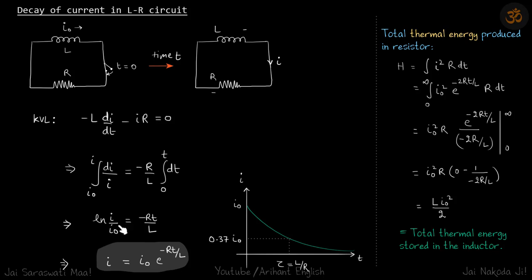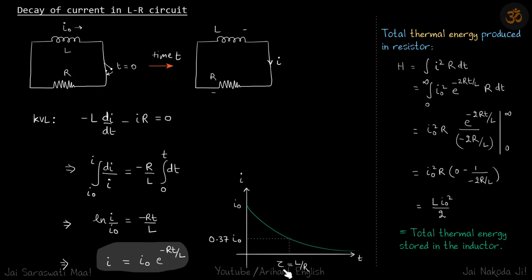So we get ln I by I naught is equal to minus RT by L, or I is equal to I naught e raised to power minus RT by L. So if you plot the I versus time for the decay, you will get an exponentially reducing curve.